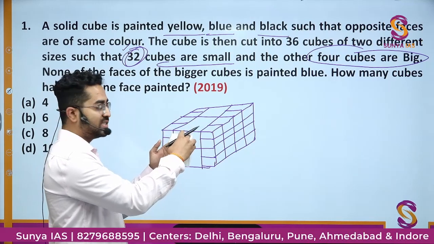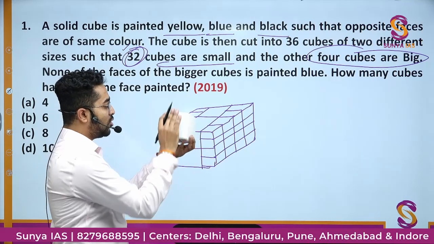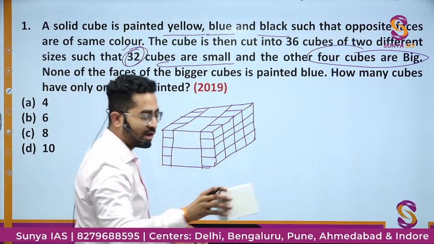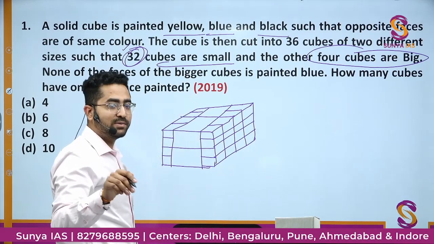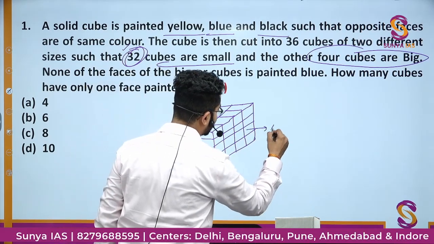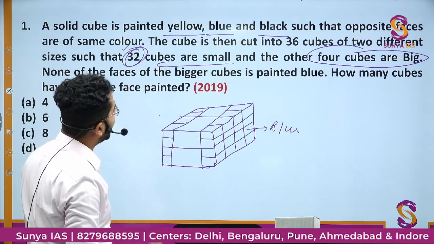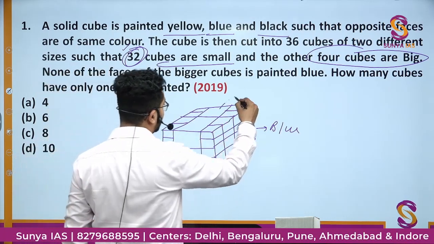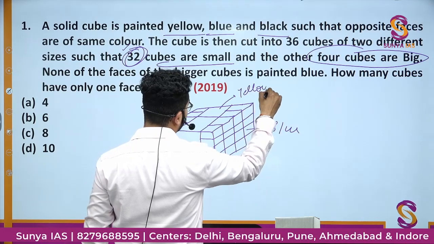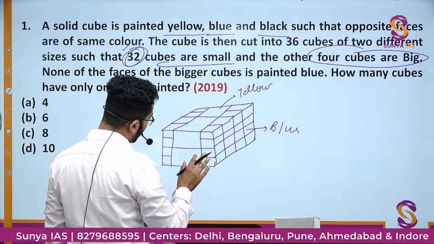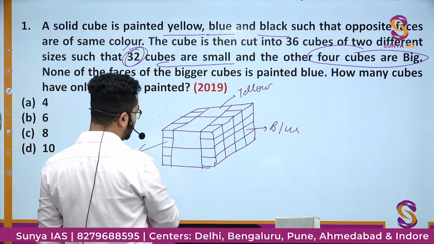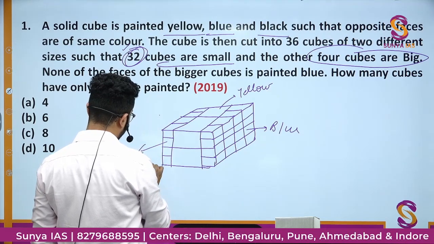Here also bigger cube is there. Here also bigger cube is there. So in all these 4, you cannot use blue color. So the only possibility for color blue would be these faces. This would be of blue color, this one and this opposite face. And then you can use, let's say, yellow on the top and bottom, and then here you can use black color, something like that.